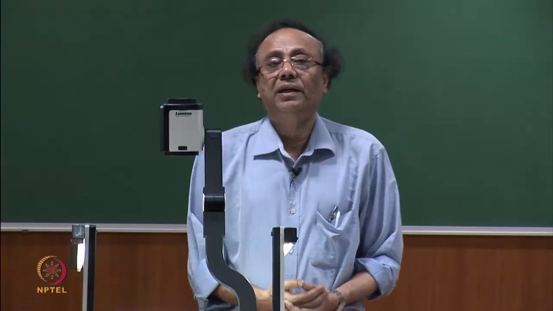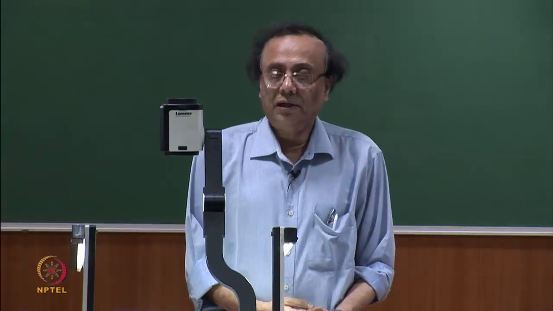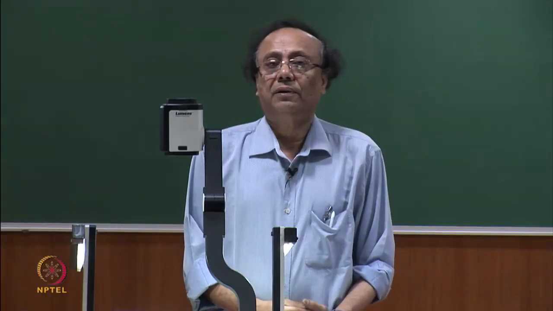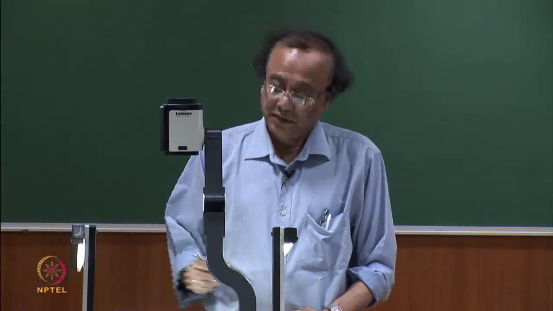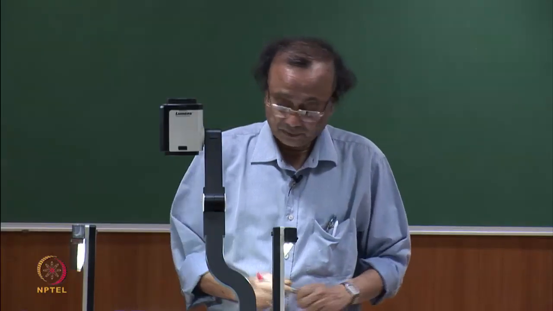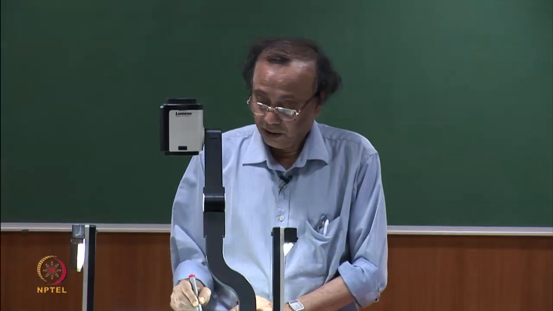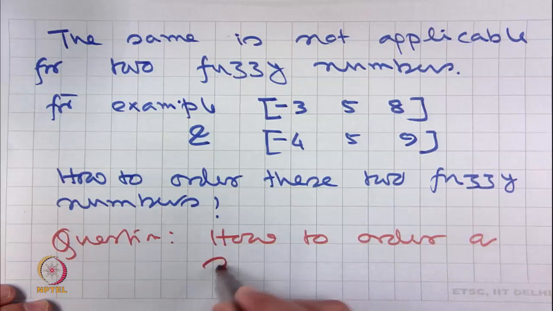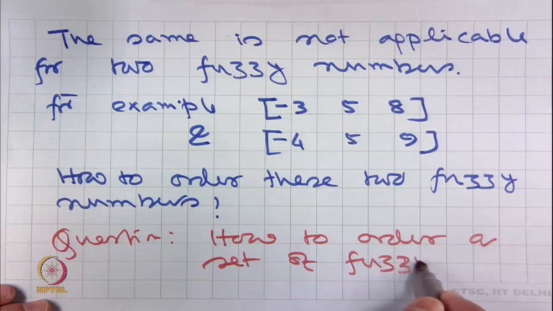For reals, there are many different algorithms for sorting them or putting them in a linear order. Those who are familiar with computer programming might have heard of bubble sort, merge sort, quick sort, etc. for ordering a set of reals. Question is, how to order a set of fuzzy numbers?